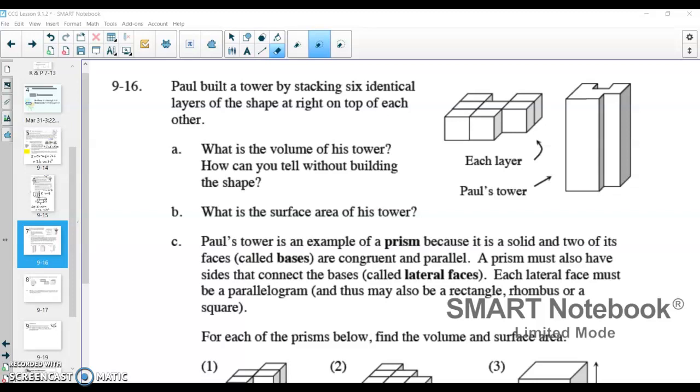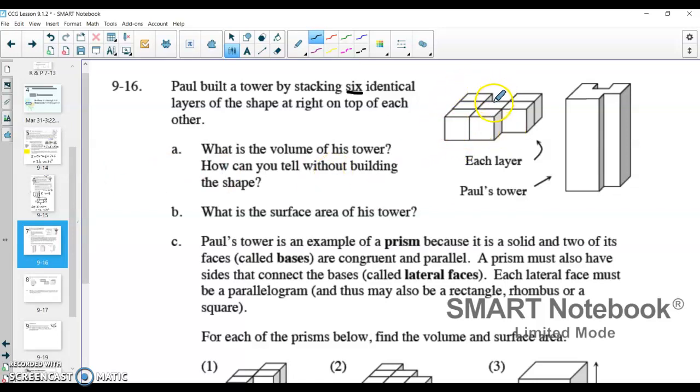Okay, where we left off in the last video was we found out the volume of Paul's tower by finding the volume of the first layer and then multiplying that by 6 because there are 6 identical layers. Now we have to do the surface area of his tower. And actually we're going to do it kind of a similar way. We're going to figure out the surface area of that first layer.